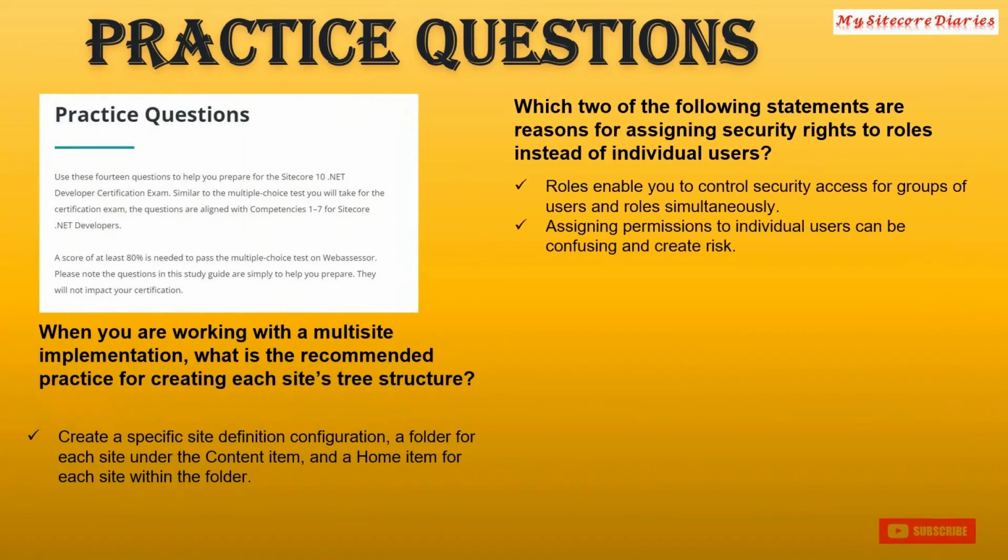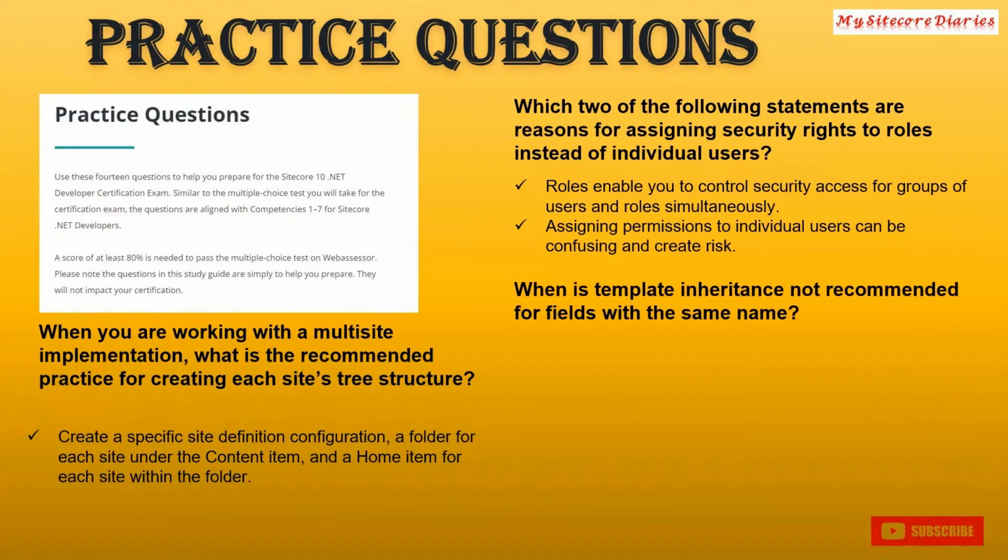Okay, so first thing is, roles enable you to control the security access of a group of users simultaneously. So at one time you can have multiple users to which you can assign the security. Once you apply the role, it will apply to all the users. Assigning the permission to individual users can be confusing and create risk. Yes, so whenever you assign it to the user, it can be risky and it may confuse. Okay, so that is the second question.